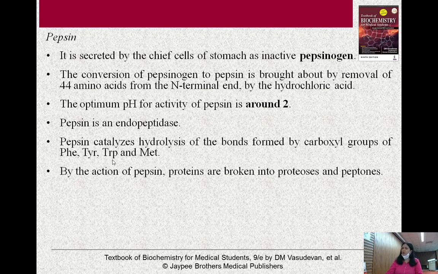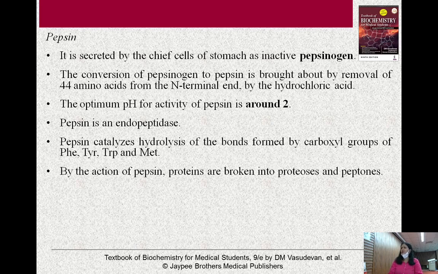So you have to remember the amino acids where the pepsin will act. These are aromatic amino acids like phenylalanine, tyrosine, tryptophan, and methionine. Methionine is not an aromatic amino acid, but phenylalanine, tyrosine, and tryptophan are aromatic amino acids. Methionine is a sulfur-containing amino acid. With the help of pepsin, proteins will be broken down into smaller and smaller fragments, which are known as proteoses and peptones. Clear? So this is the digestion which occurs inside the stomach.